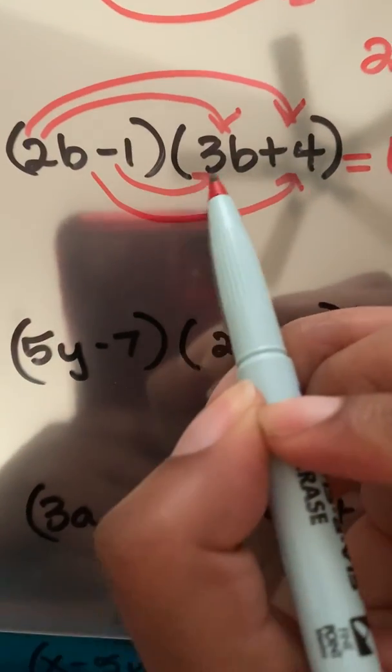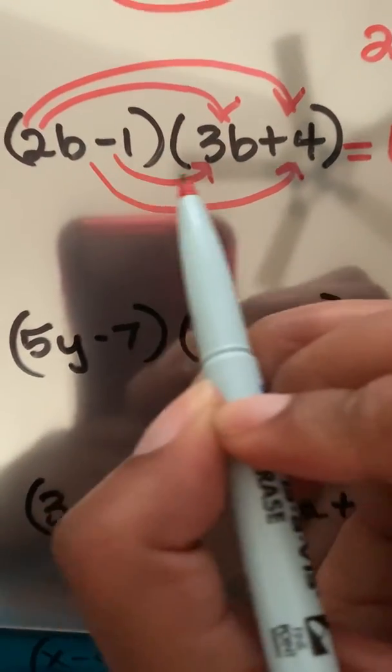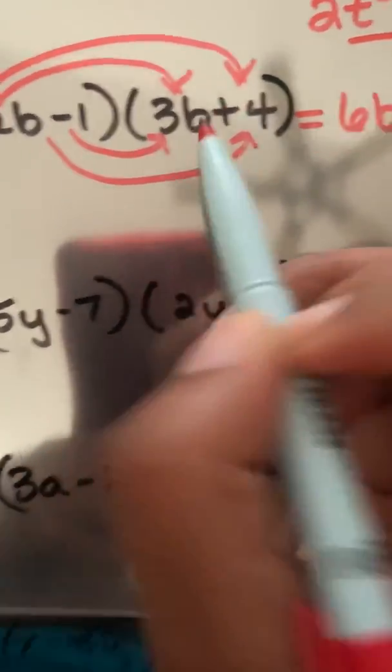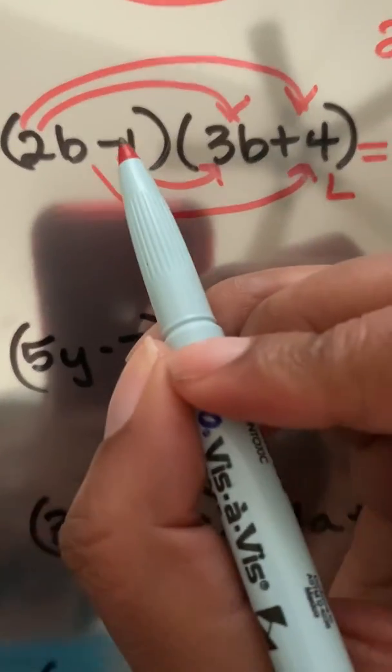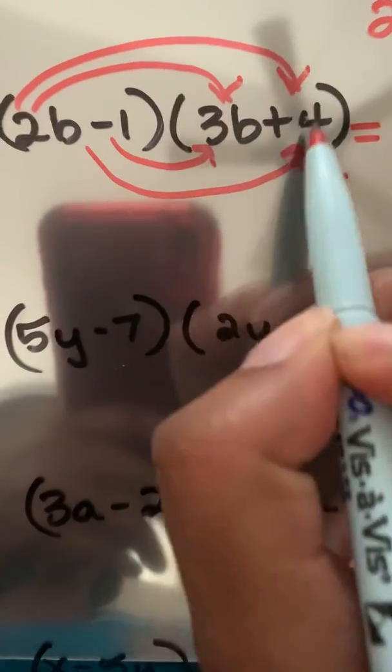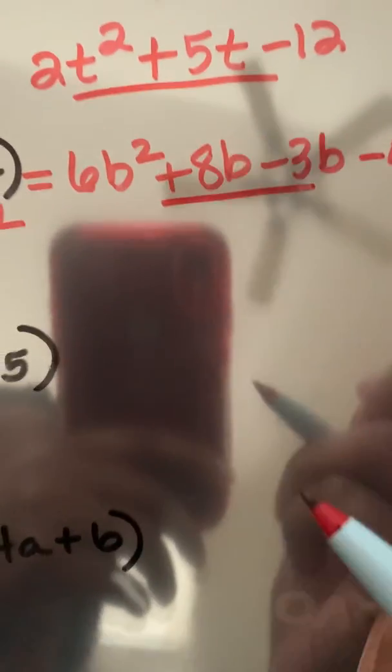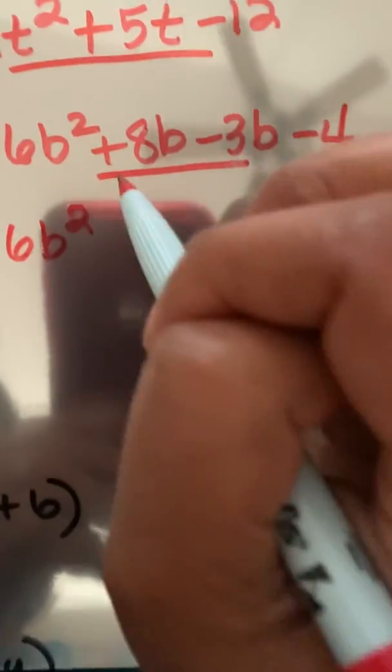Inner, -1 times 3b. So you're going to multiply -1 times 3. That gives me -3. You've got a b next to it, so bring all of it over, -3b. And then last, what we talked about. The last thing you should do is -1 times 4, which is -4. Underline your like terms. Bring down 6b squared. 8 minus 3 is +5b in your calculator, minus 4.